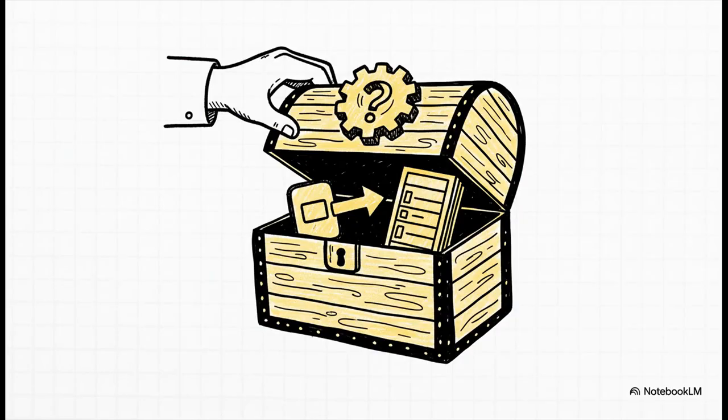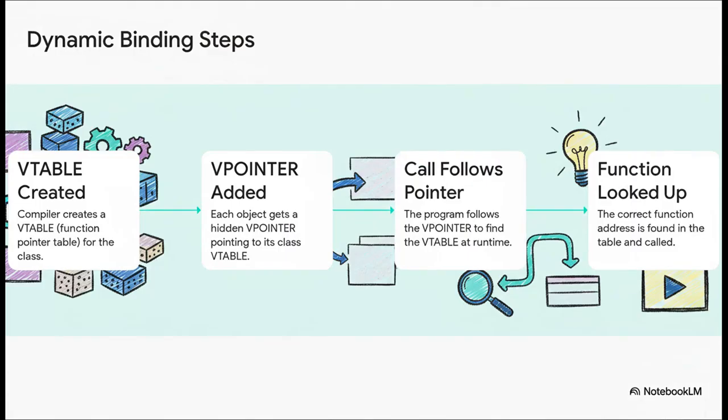Now, a good interviewer won't stop there. They'll say, okay, that's what it is, but how does it actually work under the hood? If you can answer this next part, you're going to seriously impress them. The secret involves two hidden things the compiler adds for you, the v-pointer and the v-table. It's actually a pretty elegant system.